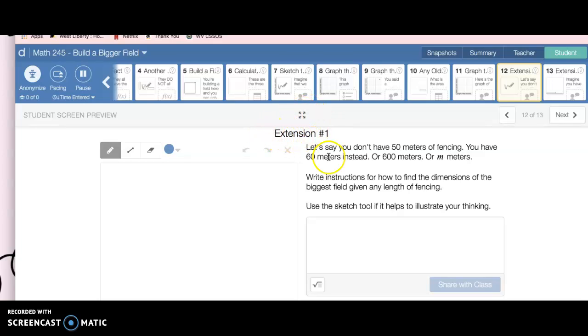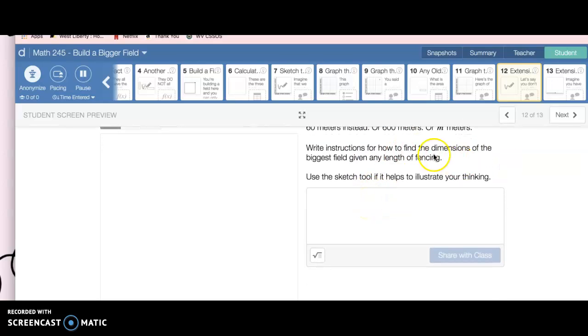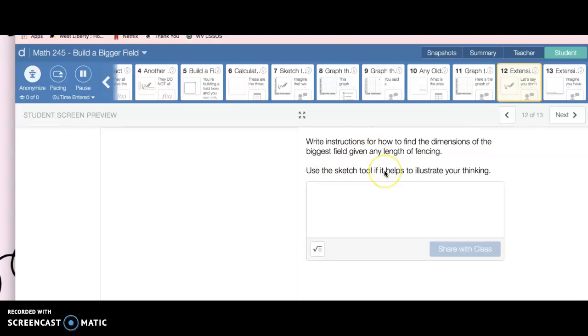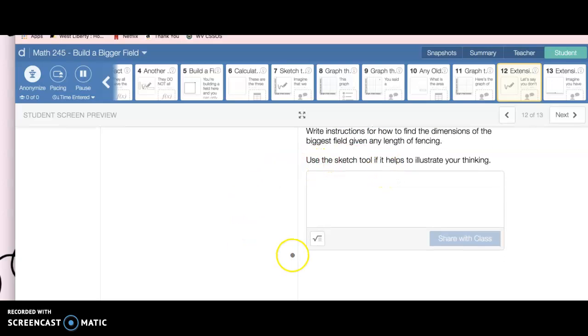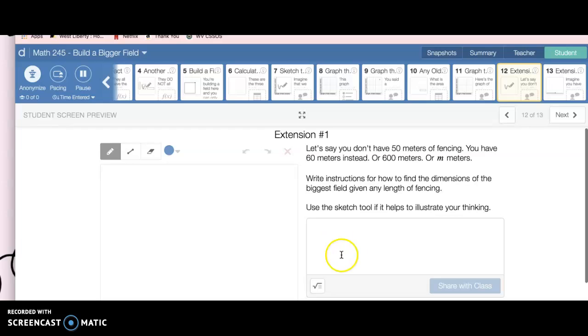So just taking a look, extension number 1, let's say you don't have 50 meters of fencing, you have 60 meters, or 600 meters, or M meters. Write instructions for how to find the dimensions of the biggest field given any length of fencing. Use a sketch tool if it helps you illustrate your thinking. So basically, this is kind of an open-ended question for the students.